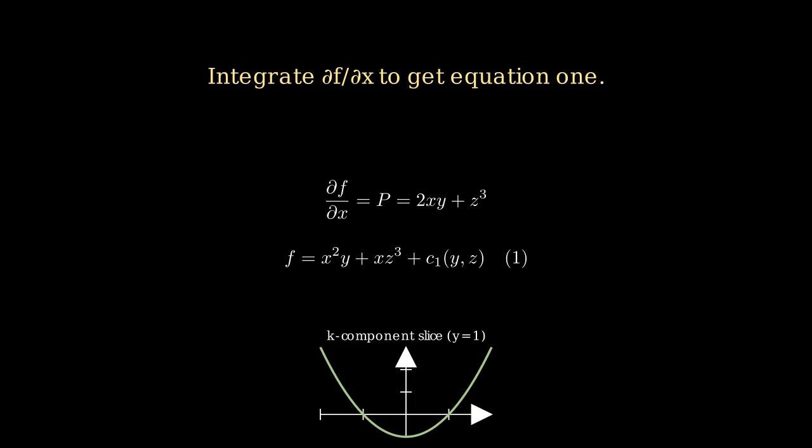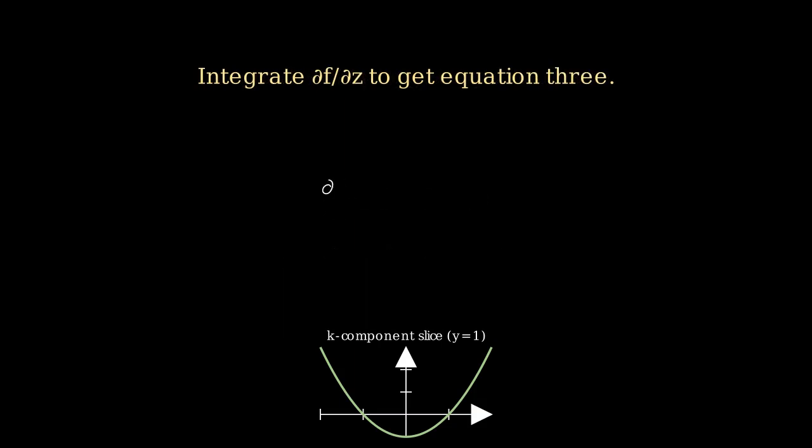Call this equation 1. Second, partial f by partial y equals Q, which is x squared plus 2yz. Integrating with respect to y, treating x and z as constants, gives f equals x squared y plus y squared z plus some unknown function of x and z. Call this equation 2. Third, partial f by partial z equals R, which is 3xz squared plus y squared. Integrating with respect to z, treating x and y as constants, gives f equals xz cubed plus y squared z plus some unknown function of x and y.